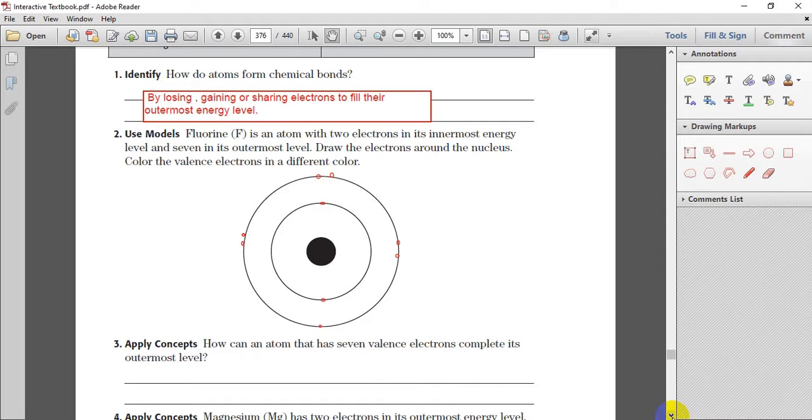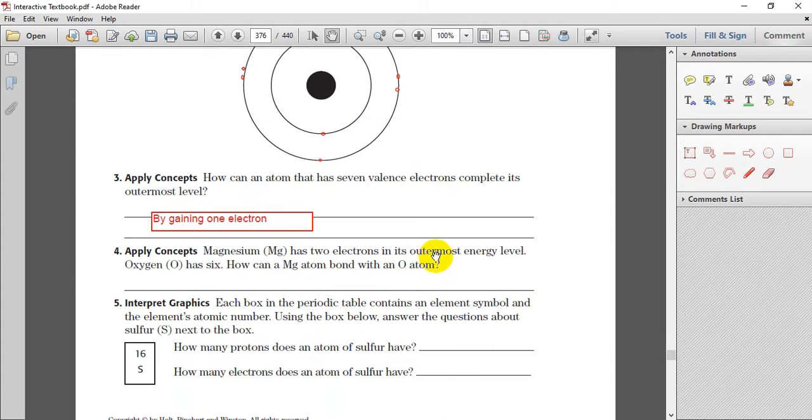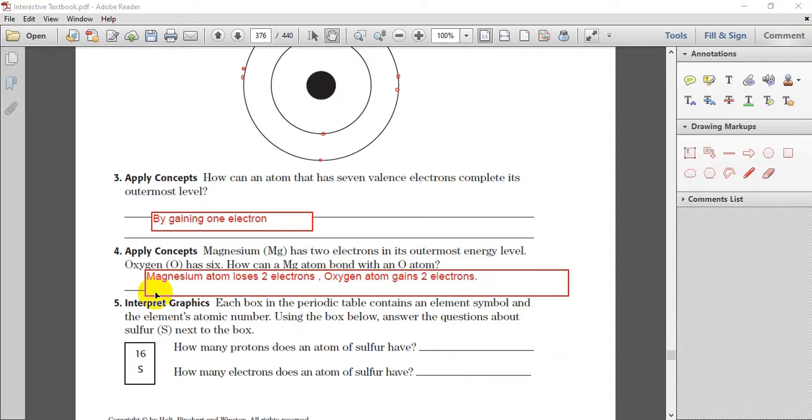And this is in the next question. How can an atom that has 7 valence electrons complete its outermost energy level? By gaining 1 electron, giving 8 electrons in its outermost energy level. Oxygen has 6 valence electrons. How can a magnesium atom bond with an oxygen atom? So the answer for this question: the magnesium atom loses 2 electrons and the oxygen atom gains 2 electrons, and in this way both of them will have an outermost energy level with 8 electrons.